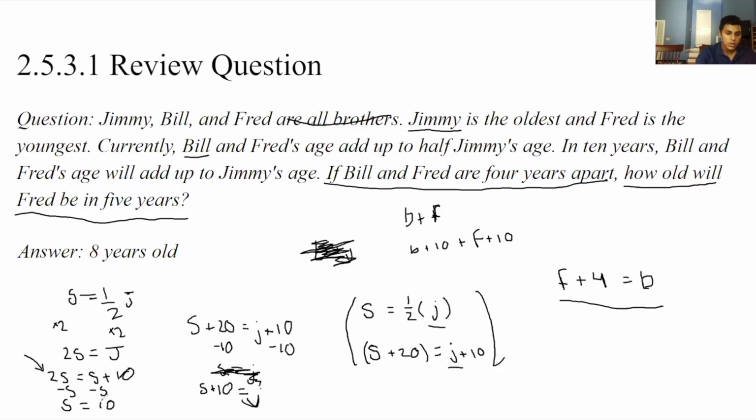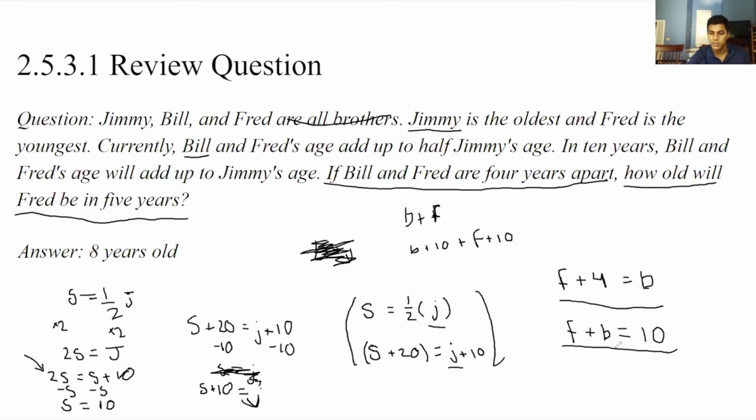All right, cool. Well, now that I know S equals 10, I can actually use this in this equation. So S is the sum of Fred and Bill's age. So if I do F plus B, which is the sum of Fred and Bill's age, and that's what S is representing, equals 10. Now I have one more equation that I created out of this in order to solve for Fred and Bill's age.